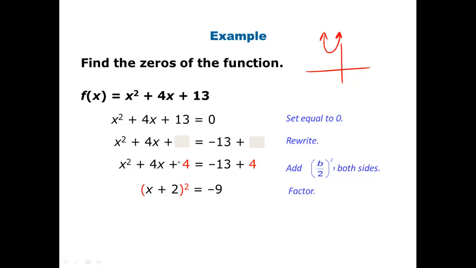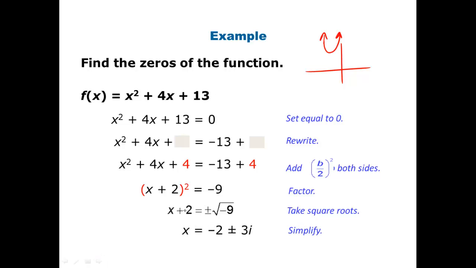Okay, remember that when you complete the square, when we factor, this term is always half of b. Alright, let's finish this up. Square root both sides, absolutely not forgetting that plus or minus.